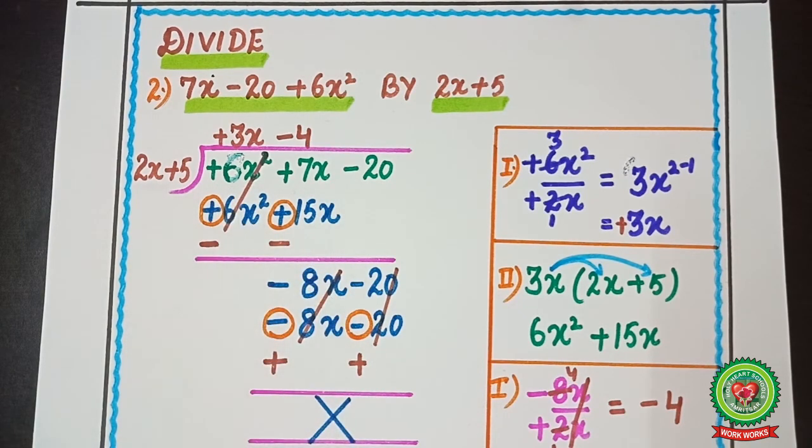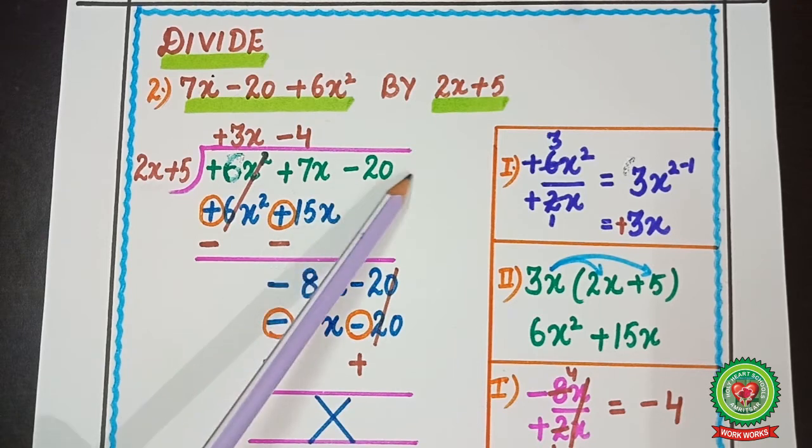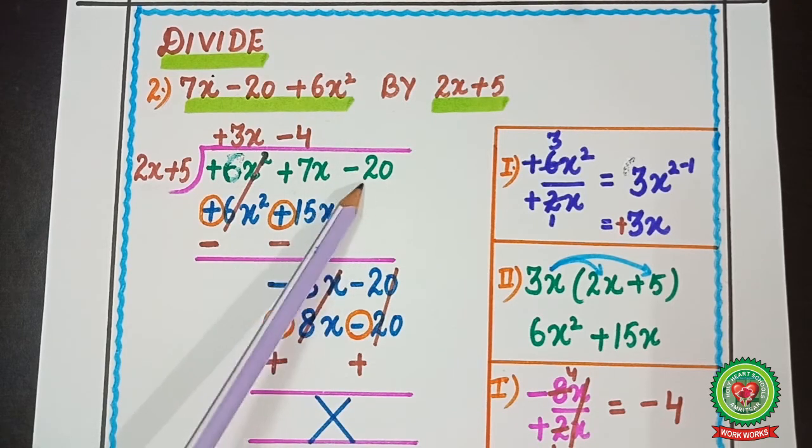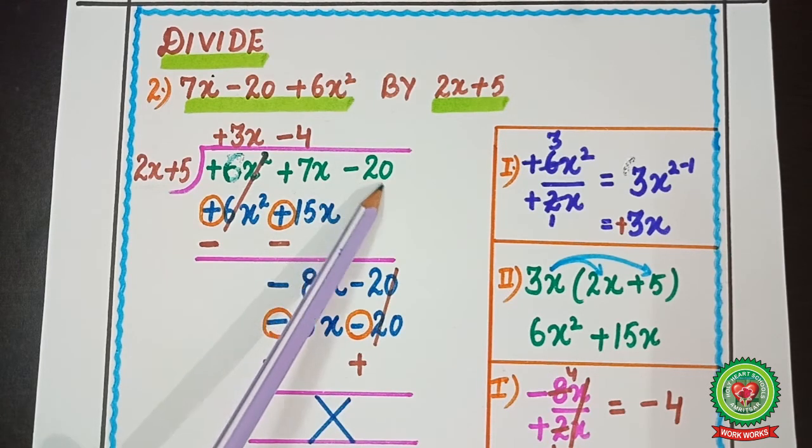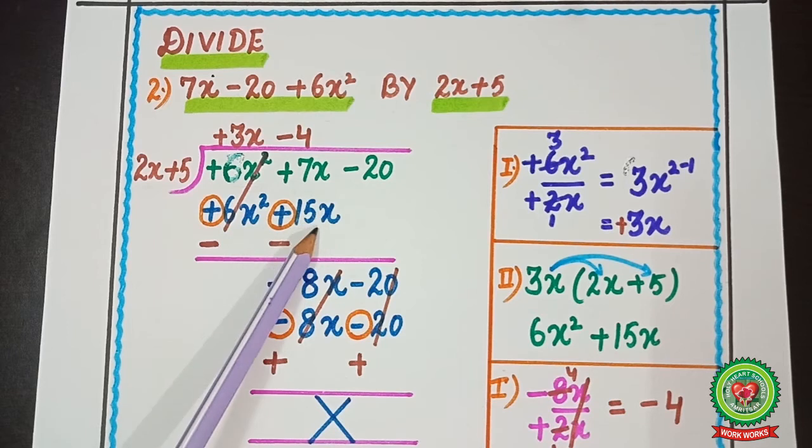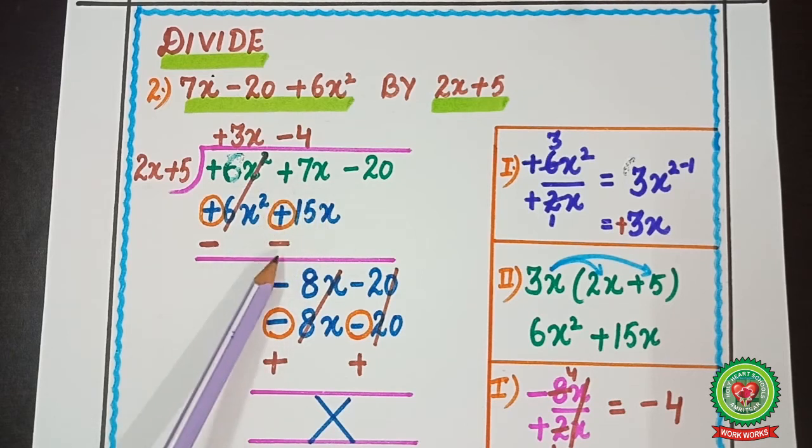So here you have to be careful about the like terms. You will see that this is 6x squared. So you have to write 6x squared just below the plus 6x squared because these are like terms, right? Next is plus 15x. So you have to be careful about 15x as well. You have to write it exactly below plus 7x, not below minus 20, because these are different terms. This is minus 20, that is constant, and this is plus 15x, which is completely different from 20. So you have to write it just below plus 7x, right?